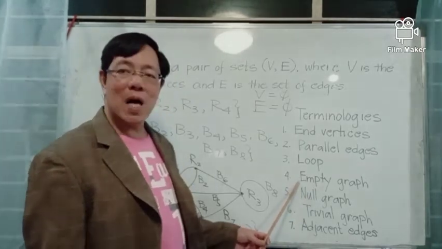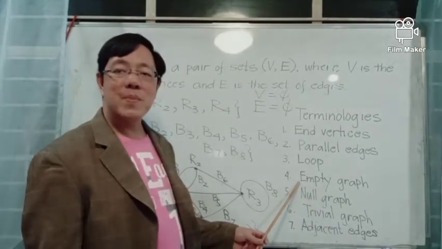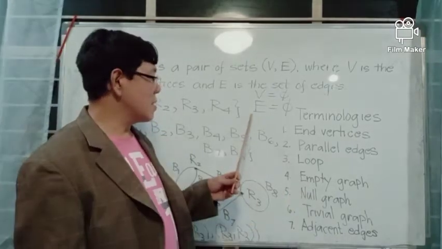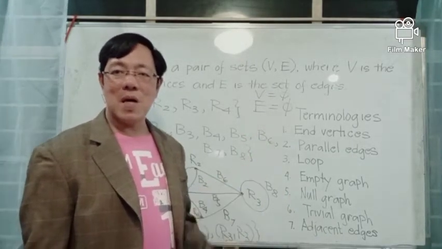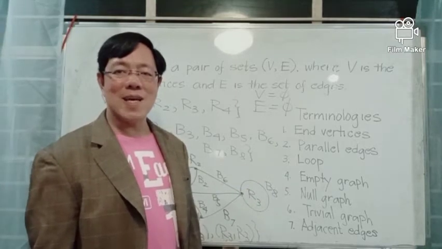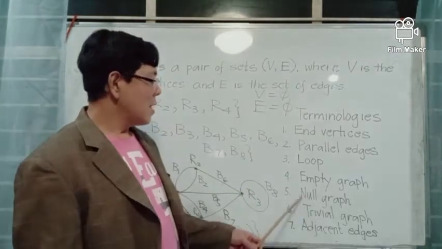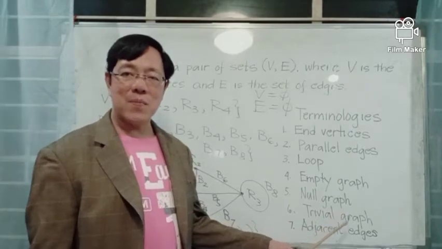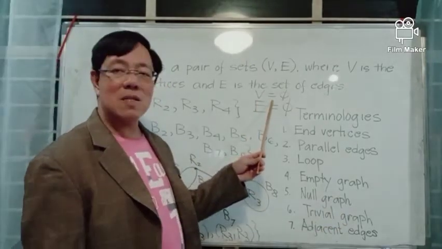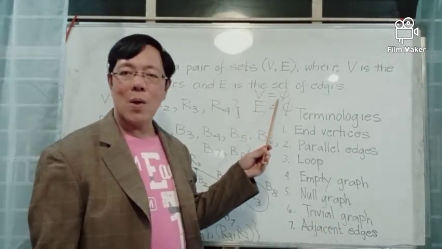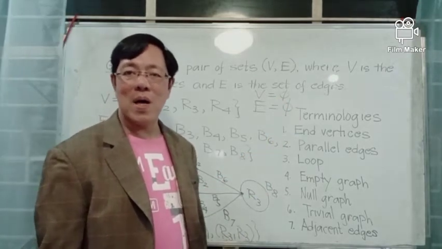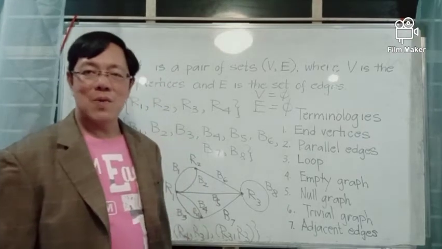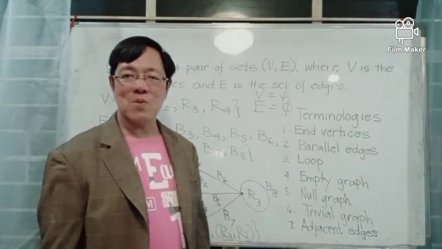Again, an empty graph is a graph whose set of edges is empty or a null set. That means the graph consists only of a set of vertices. A null graph is a graph whose set of vertices is an empty set or null set, which means that there are also no edges in the graph, which implies that there is actually no graph.